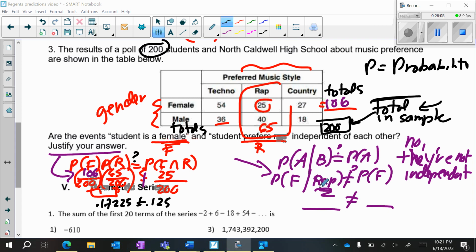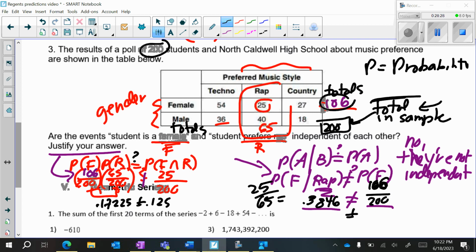If I had done this other rule here, I would have shown also that they're not independent because I would have gotten, out of the rap total, which is 65, the probability of female is 25. So 25 over 65 would have been 0.3846. And that wouldn't have been equal to the female probability, which is 106 over 200. That would have been 0.53. So these two are not equal, not independent. So again, I answer the question, yes, they're independent, or no, they're not independent. So no, they're not independent. They have a relationship, so they're dependent on each other. And the justification is the math.